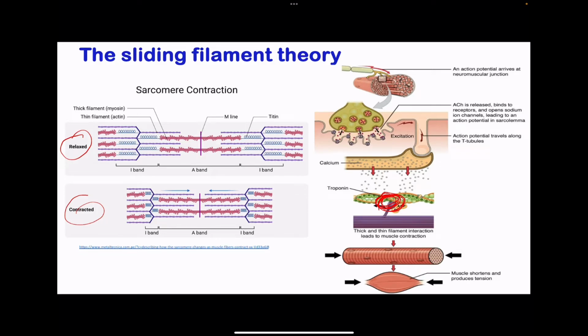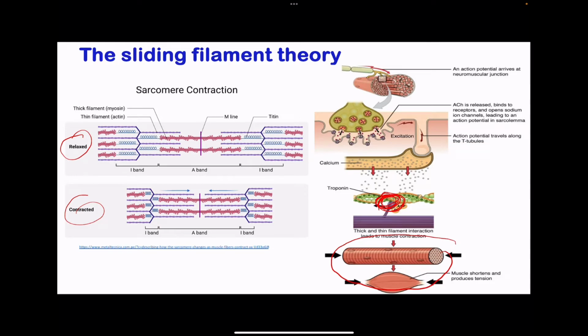ATP attaches to the head, and the head is detached from the binding site. ATP is going to be hydrolyzed into ADP and Pi. The cycle of attachment, pivoting, detachment, and reattachment is going to be powered by hydrolysis of ATP, and it's going to continue as long as calcium ions and ATP are present, resulting in the shortening of the sarcomere and muscle contraction. This is what we can see. The muscle is contracted because the sarcomere has been shortened, or the many sarcomeres are shortened.